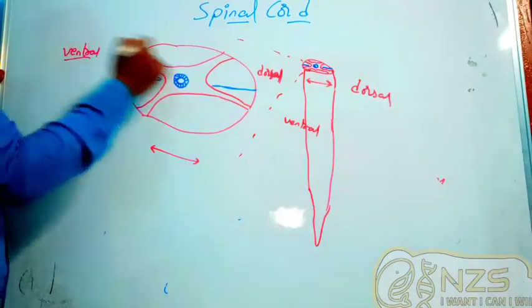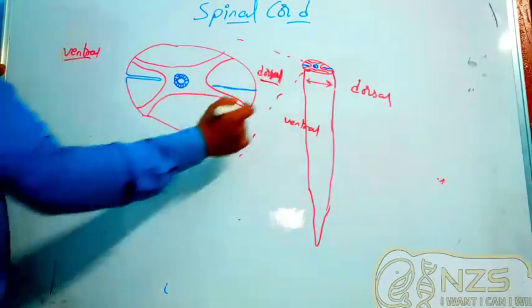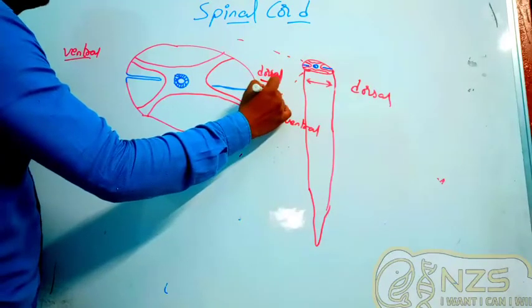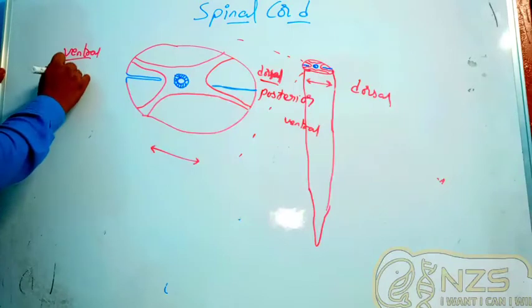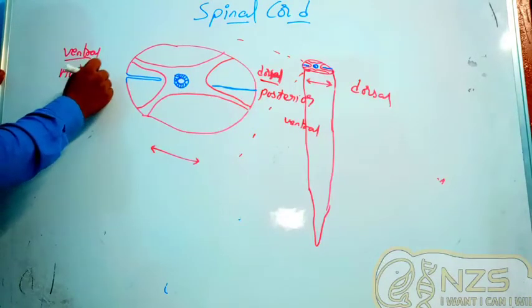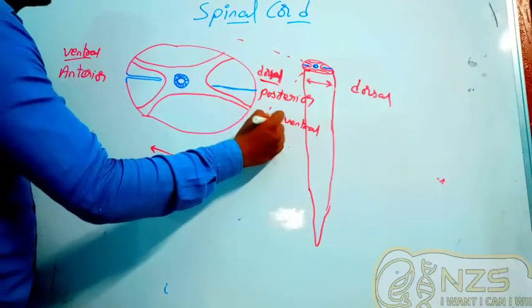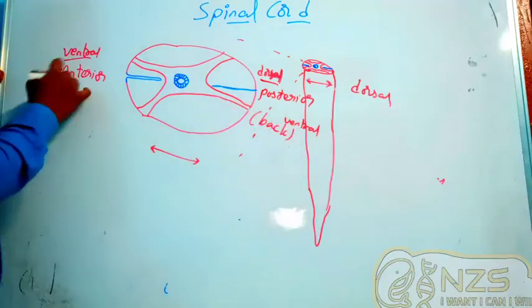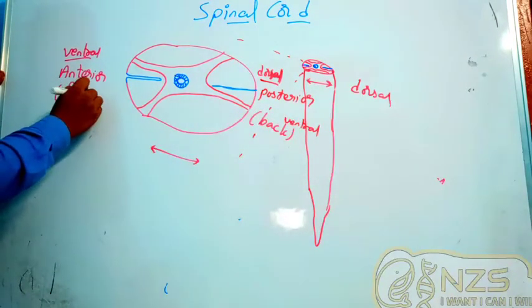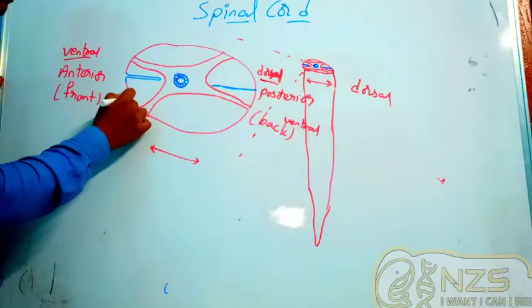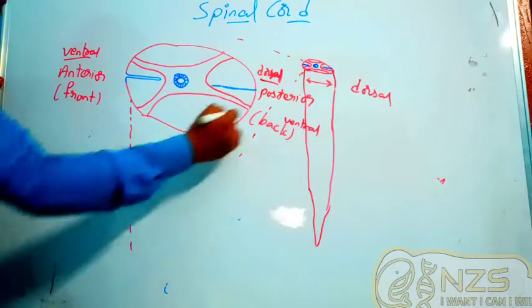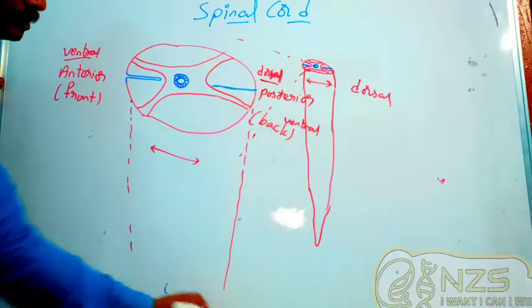So dorsal side and ventral side. We can also call the dorsal as what? Posterior side in the transverse plane, and this becomes the anterior side. So if you want a common language, this is the back of our body, this is the front side of our body. I have not done anything, I have just zoomed it. So this is a normal spinal cord position. It goes down like this.